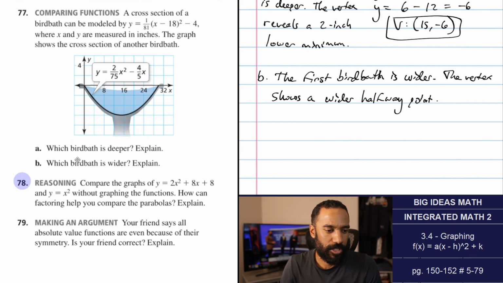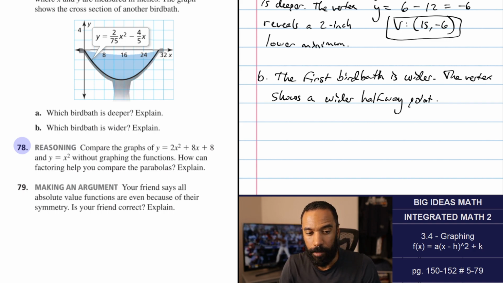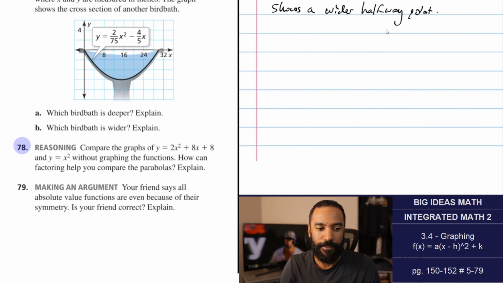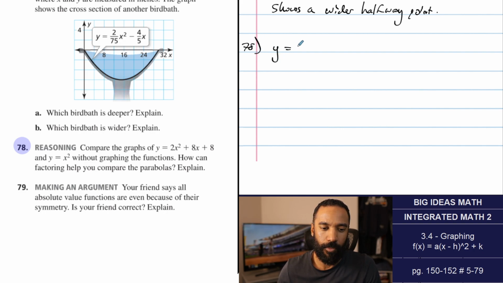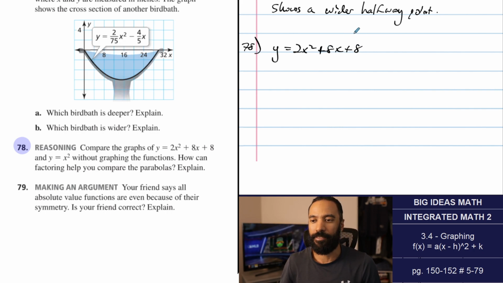All right, two more questions. Number 78. Compare the graphs of y equals 2x squared plus 8x plus 8 and y equals x squared without graphing the functions. How can factoring help you compare the parabolas? Explain. So on number 78, we have y equals 2x squared plus 8x plus 8. I'm not allowed to graph it. I'm just allowed to talk about it. Compare the graphs.